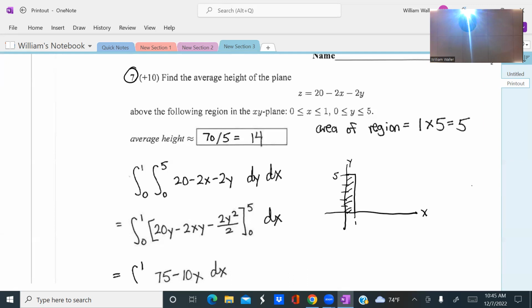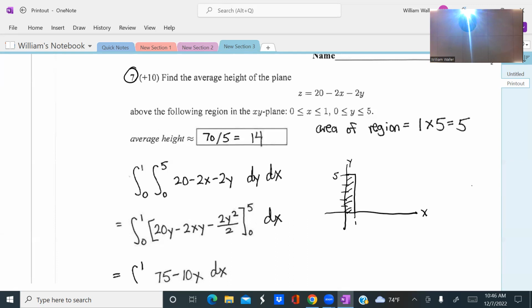So to find average height, find the double integral, and then divide by the area of your region of integration. But what's the area of that region? Of course, it's a rectangle. So what's its area? It's 1 times 5, right? Which is 5.